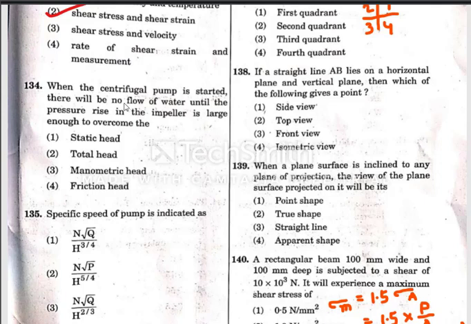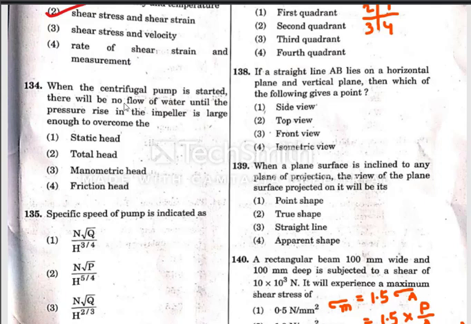And the next question, a point P is above the horizontal plane and in front of the vertical plane. The point which is located above the horizontal plane and in front of vertical plane is located in first quadrant. So first quadrant is the correct answer. Option 1 is the correct option for this question.